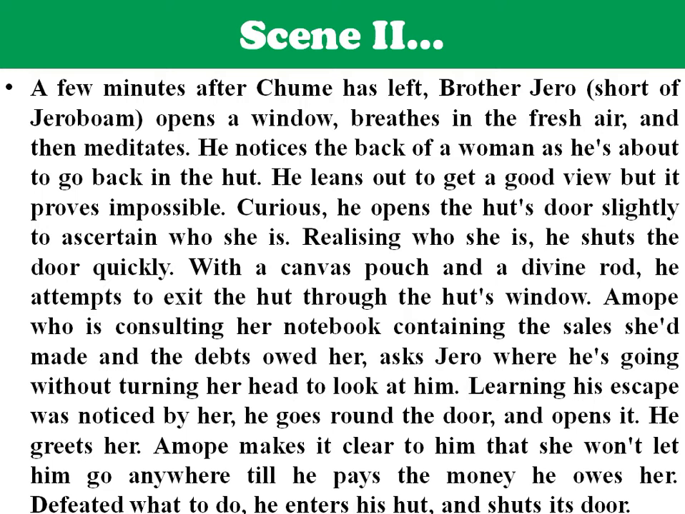So realizing who she is, he tried to search for the door. And then Amokwe, who is consulting her book containing the debts, found the debt he owed her. She asked Jero where he is going without turning her head. So she noticed that Brother Jero was attempting to go, and questioned him, where is he going and why is he going out? He must pay her money before going out. So Amokwe questioned Brother Jero, and we saw that Brother Jero was trying to cool her down so that he could escape.